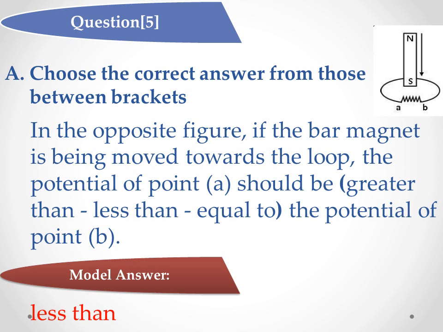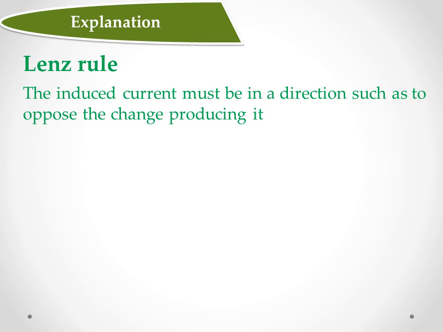Question 5. A. Choose the correct answer from those between brackets. In the opposite figure, if the bar magnet is being moved towards the loop, the potential of point A should be greater than, less than, equal to the potential of point B. Model answer. Less than. Explanation. Lenz's rule. The induced current must be in a direction such as to oppose the change producing it.